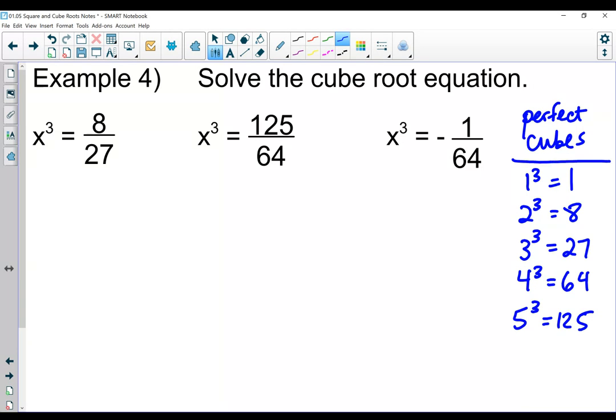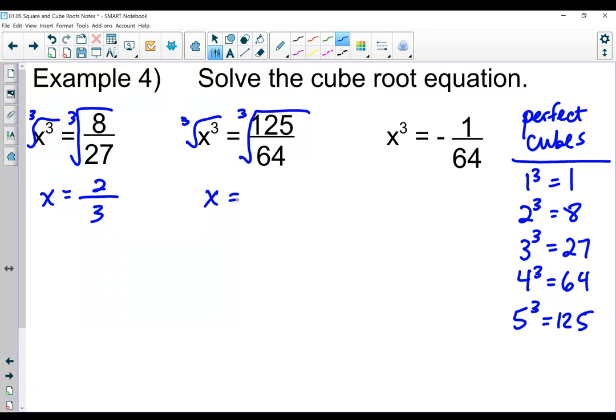Again, it is nice to have a list of these handy when you're taking your quiz. I might go up to 10 cubed. So because I have x cubed, I'm going to cube root both sides. So x equals, remember on this one my sign matches, I don't have two answers. My cube root of 8, looking at my list, is 2. And my cube root of 27 is 3. So I get 2/3.